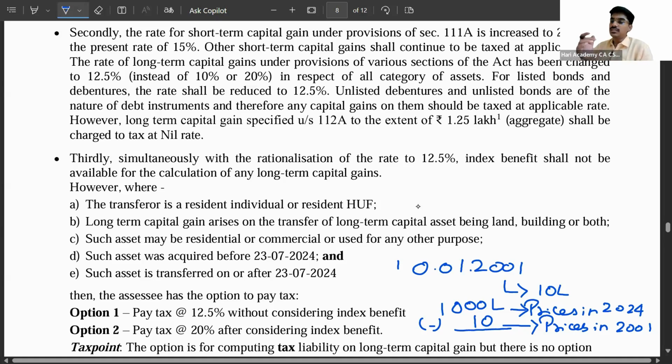So what they say is, if you have purchased it in 2001 for 10 rupees, now multiply it with the cost inflation index. All these changes in the value of money are due to inflation. So what they say is, inflate the value of your cost of acquisition and then we'll compute the capital gain. This is the concept of indexation.